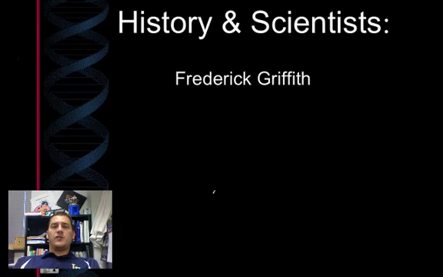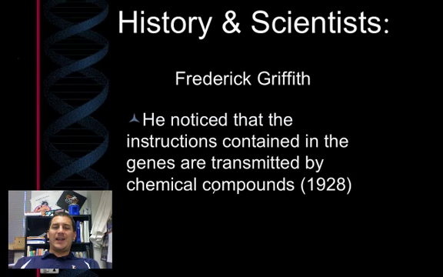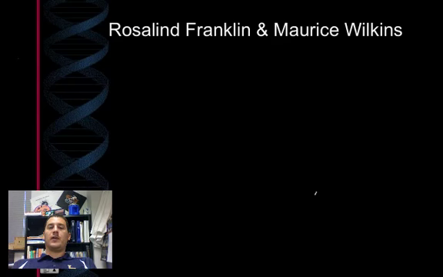So history and sciences. Basic history, we got a little bit more to go and then we'll be done for the day. Frederick Griffin, he was kind of the first to start tackling what DNA was and kind of gets credit for discovering it, but not really, because he didn't really do a whole lot. He simply noticed that the instructions contained in the DNA genes were transmitted by chemical compounds. He did this in 1928. Didn't know what they were or anything like that. He just knew basic instructions were there.